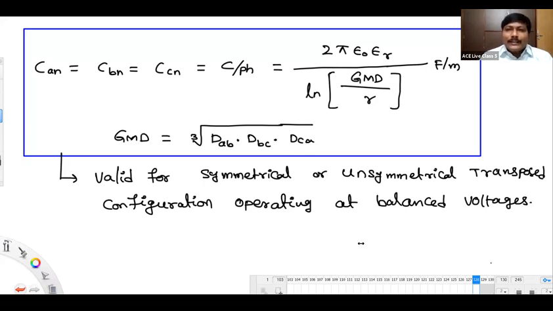So let's have a break of 5 minutes, only 5 minutes. After that break, I will discuss some conclusions regarding this capacitance calculation.